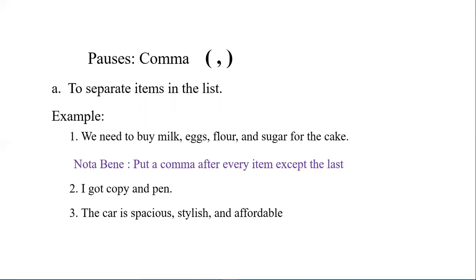The car is spacious, stylish, and affordable. We have to use a comma after spacious. After stylish, I put a comma here. After affordable, I didn't put anything. That means except for the last one, I need to put a comma. To separate the words that are not parts of the sentences.